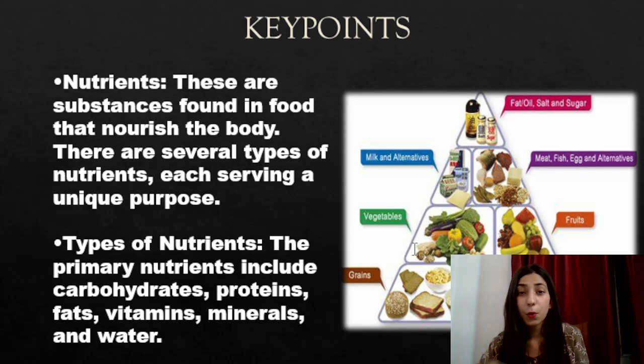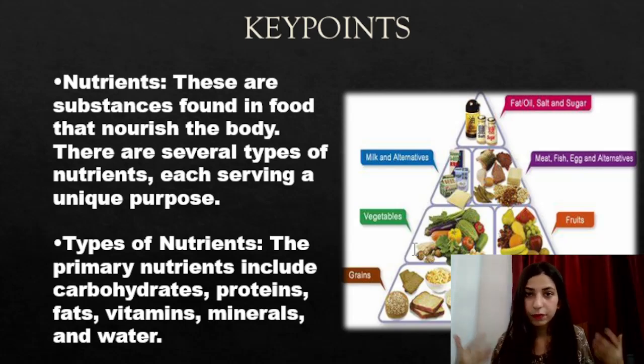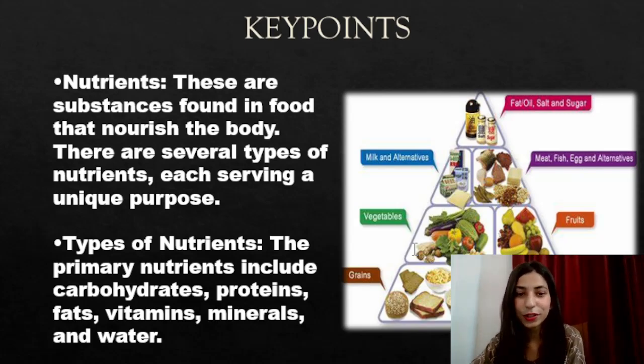Okay, now key points. What are nutrients? Very important question. You need to know the definition of nutrients. These are basically substances which you find in the food, and because of the nutrients only you are eating food. Because whatever energy and benefits you're getting from food is because of the nutrients only. There are several types of nutrients, so let's classify them. Carbohydrates. Then we have proteins, then fats, vitamins and minerals, and water.